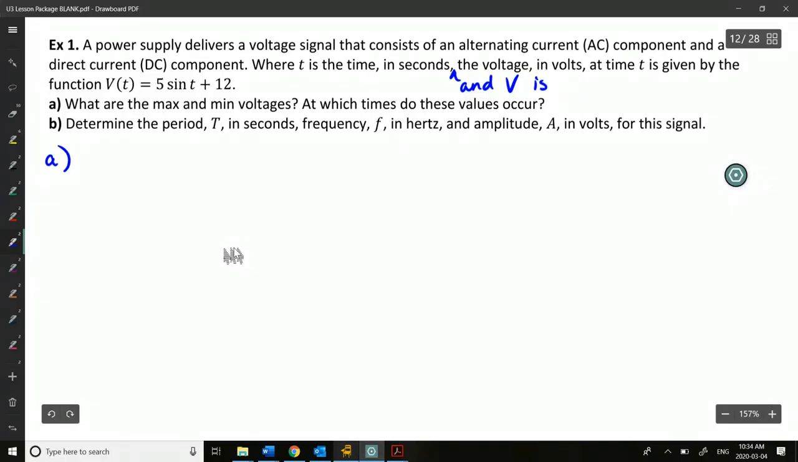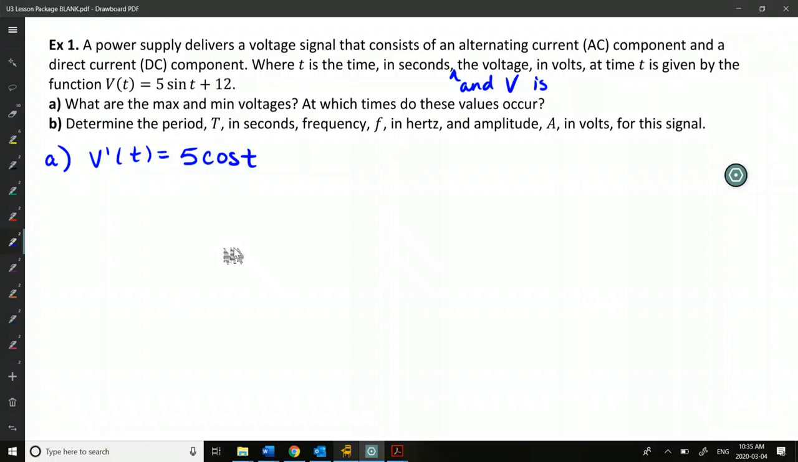Okay, so I have a formula for voltage. I'm looking for maxes and mins. What can help me find maxes and mins when we think about calculus? Okay, so let's find the first derivative of this. Using the constant multiple rule here, we know that the derivative of 5 sine t is just 5 cos t. The derivative of plus 12 is just 0. And to find maxes and mins, we want to set our first derivative equal to 0.